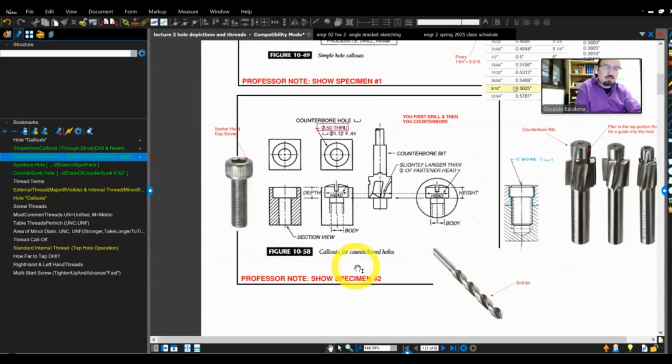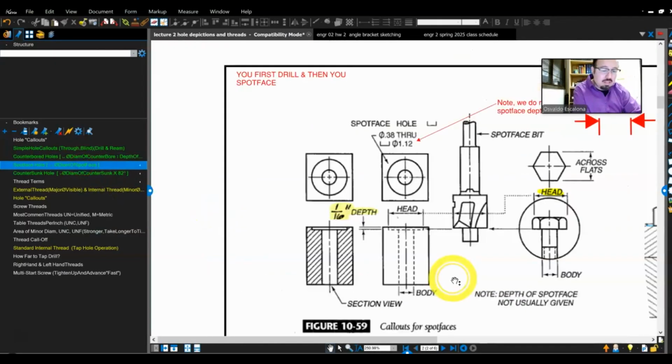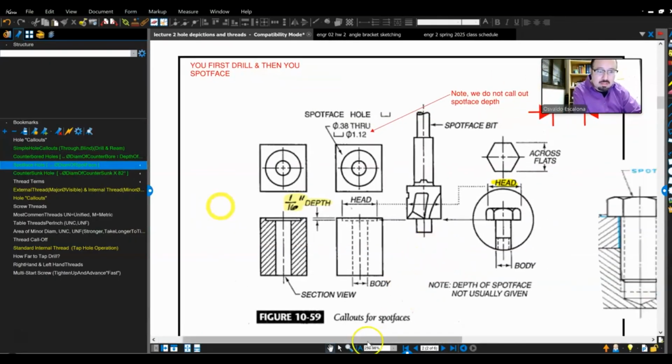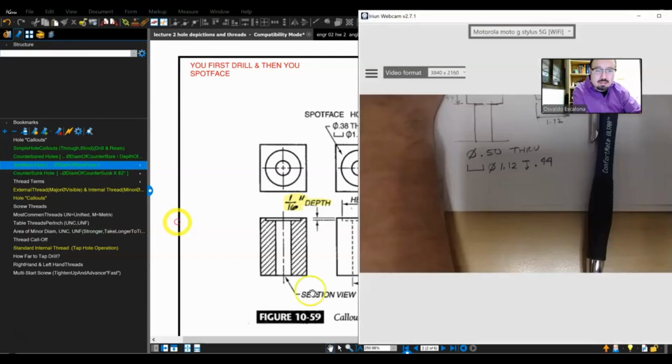Your bolt. So, 2 operations. Again, the more operations, the more money it takes, the longer time. The next one is the spot face. And why do we need a spot face?